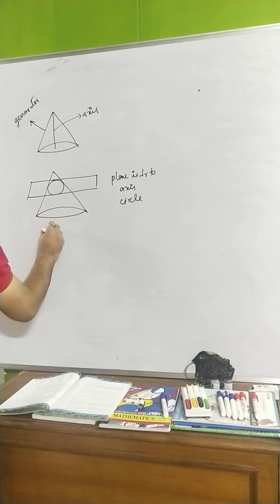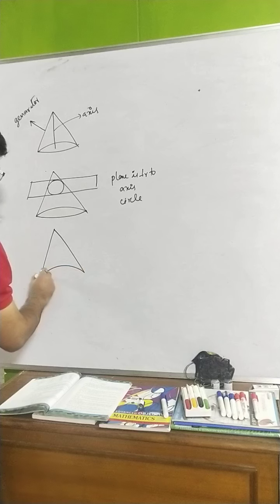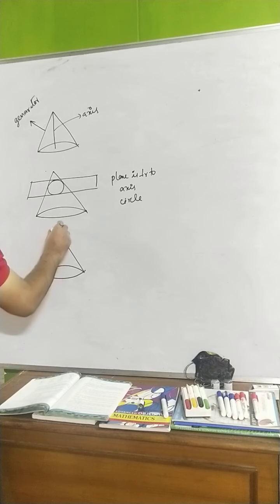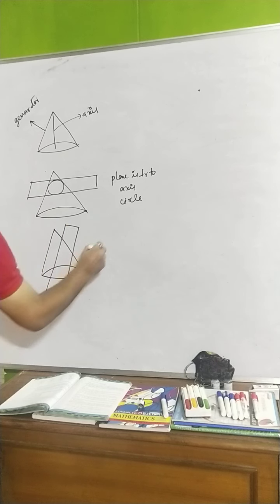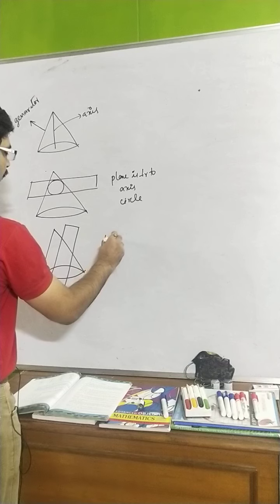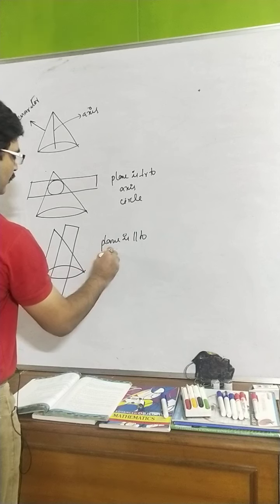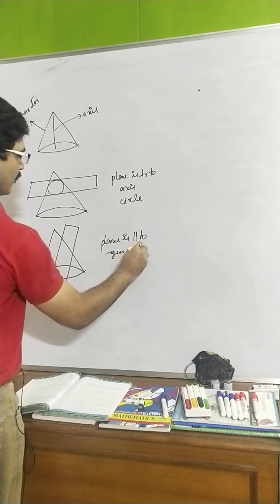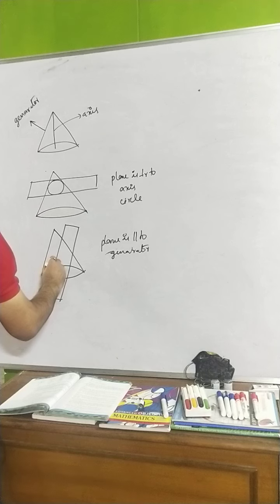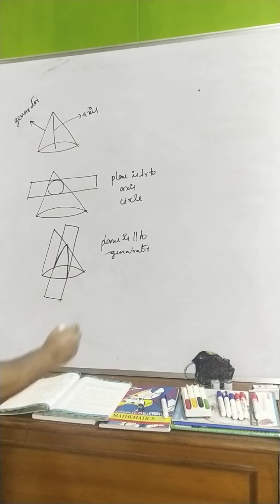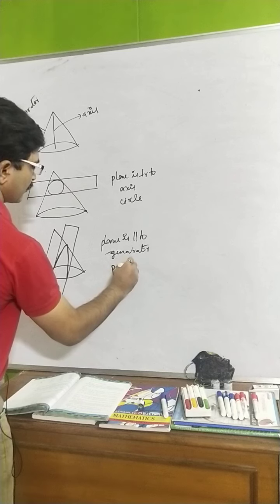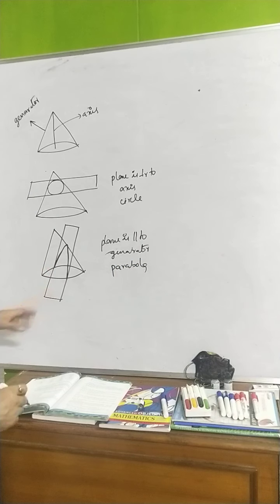Now I would like to take one more cone like this, and at this time I want to cut the plane parallel to generator. Plane is parallel to generator. Parallel to generator, then the shape whatever you will get over here is parabola. See this? This is what? Parabola. Right? We got it here, parabola.